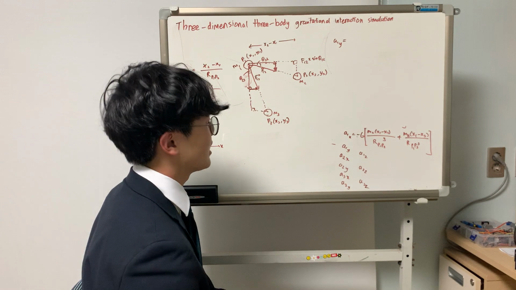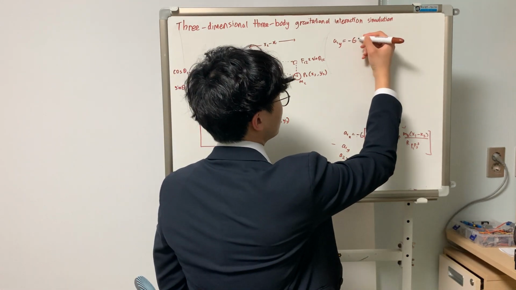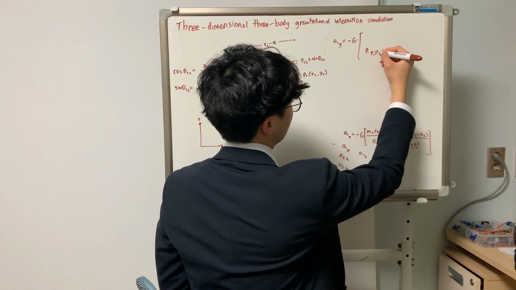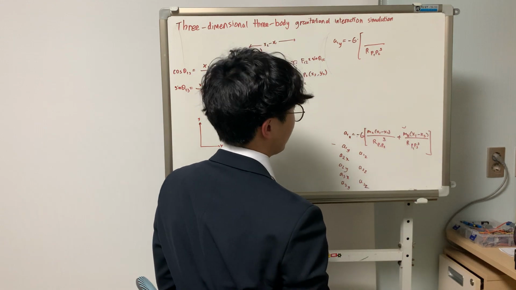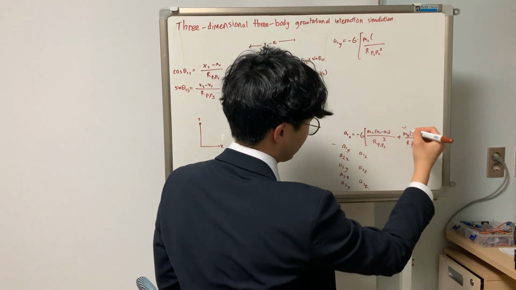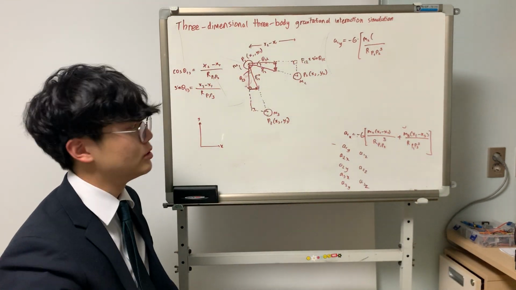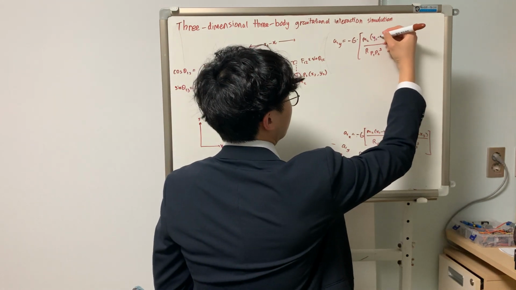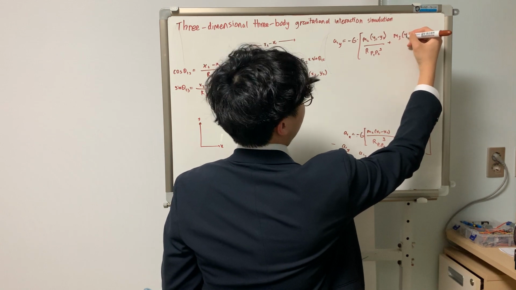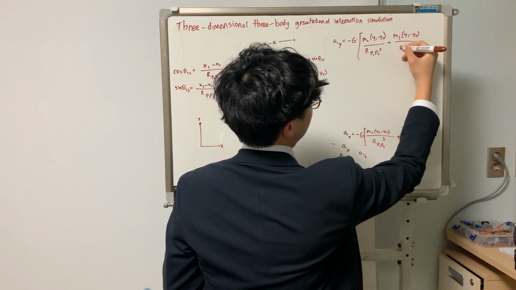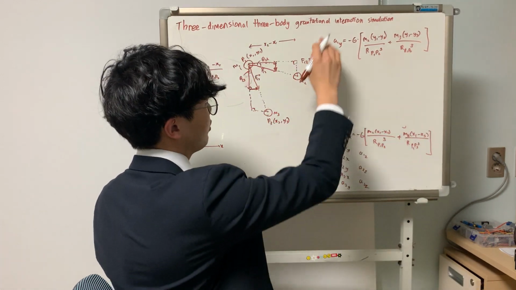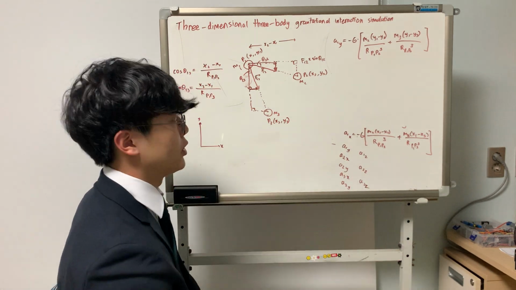And so we could say that a1y is going to be minus g times everything else the same. We have our denominator the same, which is the radius. And we're going to have minus m2 again, but now what we're going to have is not x1 minus x2, but y1 minus y2. And here again, we're going to have m3 of y1 minus y3 over the same thing. So we have our a1x, a1y, and you get the point.